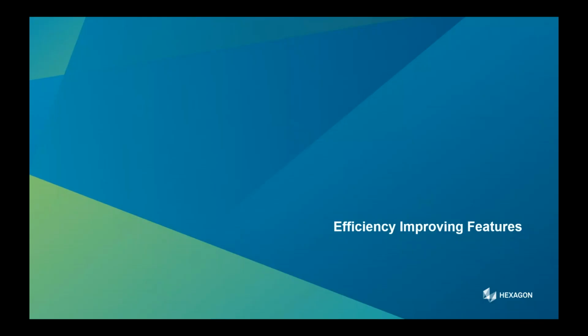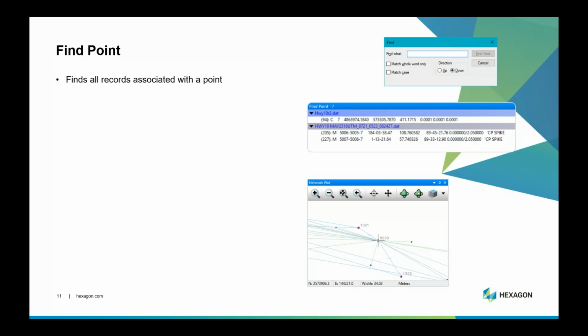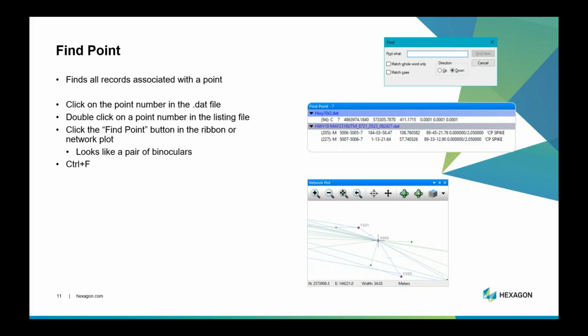Next, I wanted to talk about some of these efficiency improving features in StarNet and historical StarNet releases. FindPoint, I would be very surprised if nobody has used this, but I just wanted to go over it quickly. It finds all records associated with a point. There are a few ways you can get at this one.